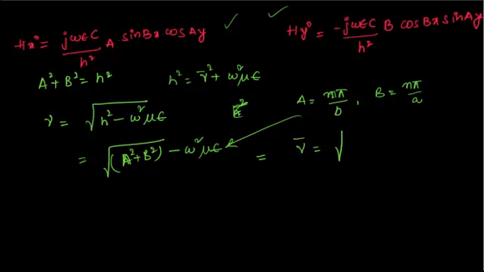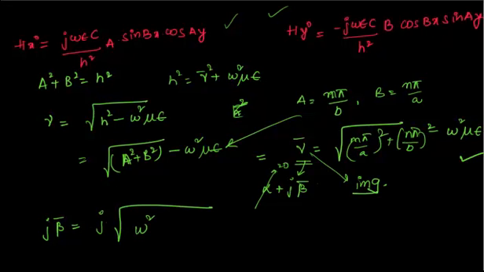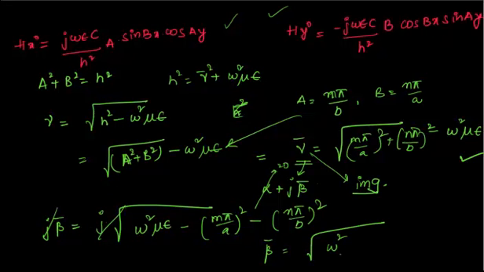Gamma bar is equal to root over n pi by A whole square plus n pi by B whole square minus omega square mu epsilon. This is the relation. But we know that gamma bar is alpha bar plus j beta bar. The propagation exists only when alpha equal to 0 and this gamma is imaginary. So we can write it as j beta bar is equal to j into root over omega square mu epsilon minus n pi by A whole square minus n pi by B whole square. This j and j get cancelled. Now beta bar is under root of omega square mu epsilon minus n pi by A whole square minus n pi by B whole square.